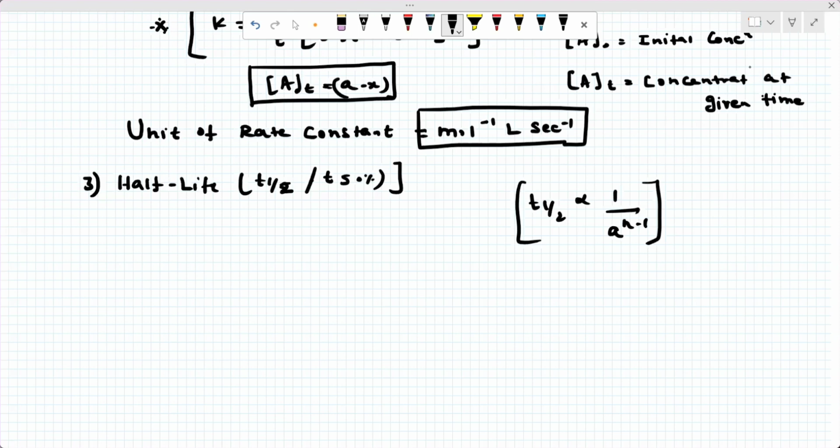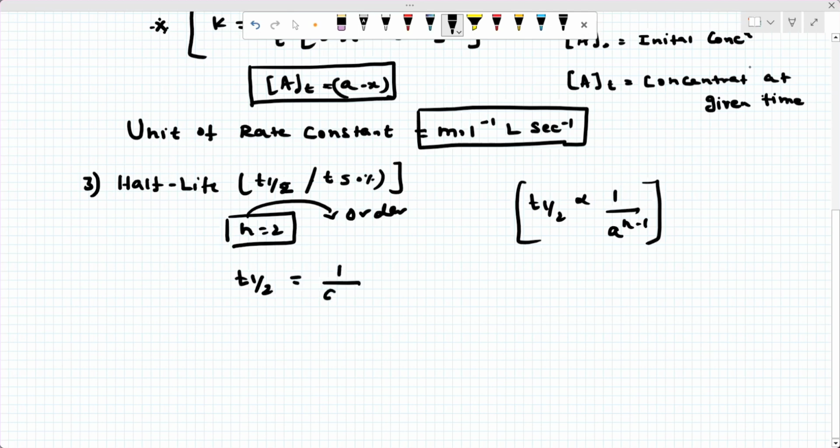Now what is n equal to here? For second order, n is equal to 2, because n represents the order. Now just apply the formula. The T half for second order reaction is equal to 1 by A K2. This is very important.